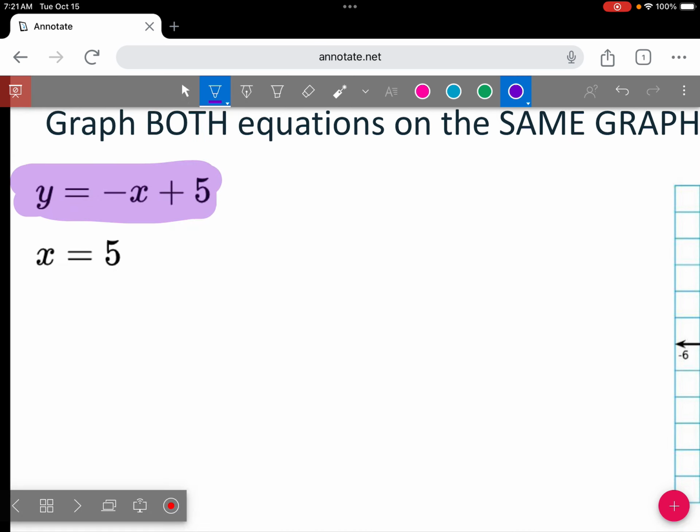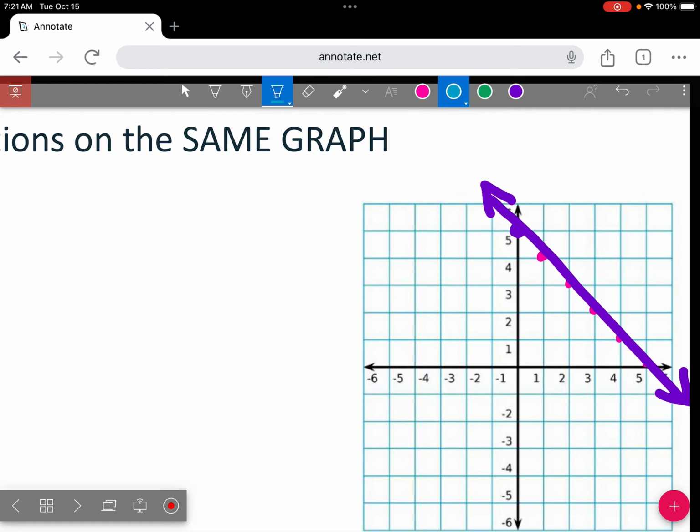What about the next one, where we have x equals 5? What's that going to look like? 5 on the x-axis. My x's are 5. They can only be 5. They cannot be anything else. So my x is going to be here, and here, and here. My x is stuck at 5.